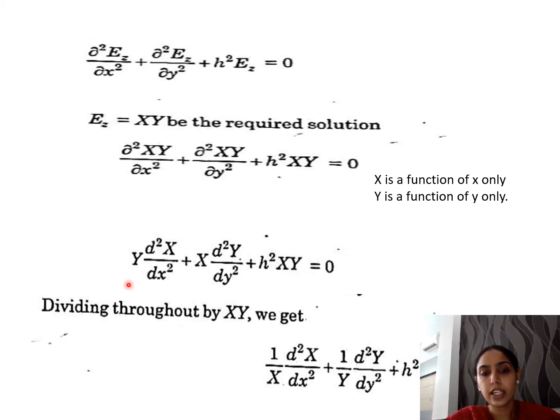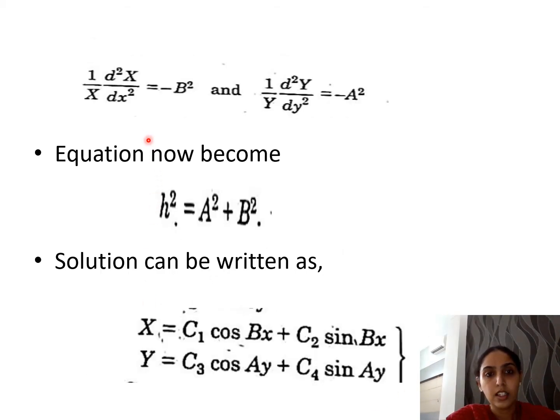Now again I am dividing the equation throughout by XY. Then I get the modified equation as written below: 1 by X d square X by dx square plus 1 by Y d square Y by dy square plus h square is equal to 0. Now I am assuming this 1 by X d square X by dx square to be a constant, minus b square, since it's a second order differential equation, and 1 by Y d square Y by dy square to be another constant, minus a square.